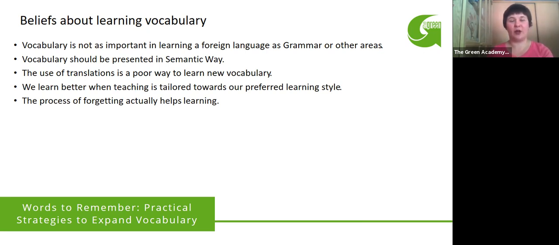Lots of people combine different learning styles, and there are many studies, lots of research about this educational method. They say that you should combine different things in your learning. And the process of creating actually helps learning. That's about spaced repetition.